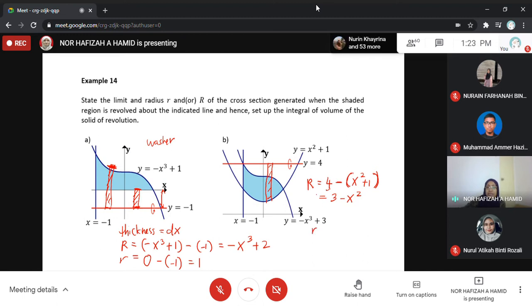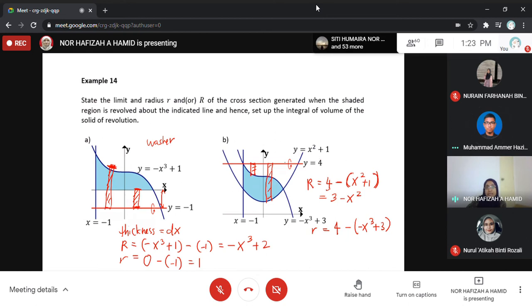Okay, so ni for outer radius and inner radius. Inner radius, you start from axis of revolution sampai yang ini. Okay, so inner radius you from 4 upper boundary minus with the lower boundary is negative x cube plus 3. So ni pun saya letak bracket ya. Kalau yang B ni kita rotate dia ke atas, jadi sama je kan kalau kita tulis x squared plus 1 minus 4. So ada tak boleh. Nanti jawapan dia jadi lain.